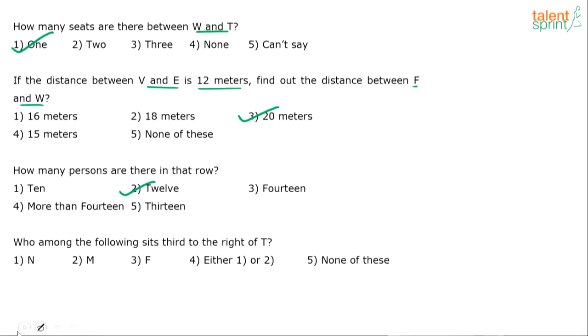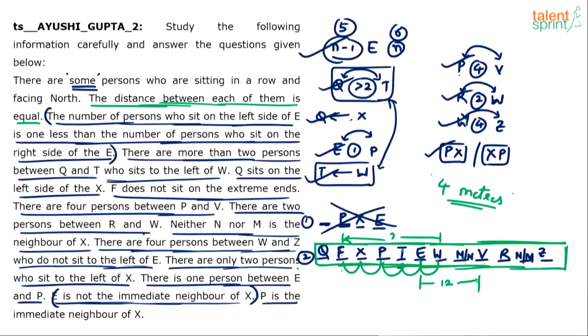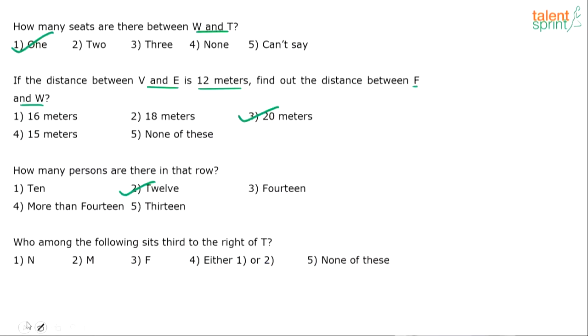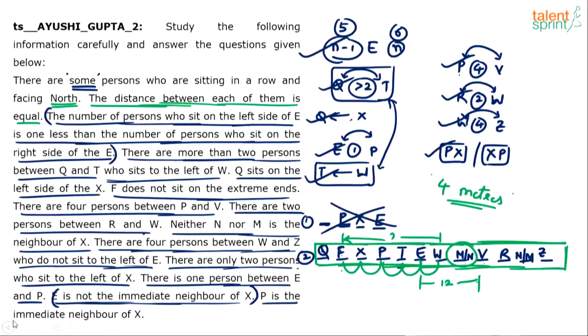Who among the following sits third to the right of T? T is here, right side of T. First, second, third. Third to the right of T is M or N. All the persons are facing north, so right will be right side only. First, second, third. M or N. N, no. M, no. F, no. Either 1 or 2, meaning either N or M. Option 4 is the answer here. Right, so I think 4 marks in about 3 minutes, not more than that.